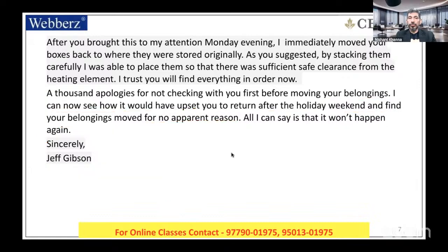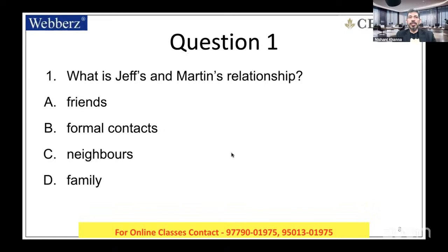The first question is, what is Jeff's and Martin's relationship? So, who are they? Are they friends? Are they formal contacts, neighbors, or family?